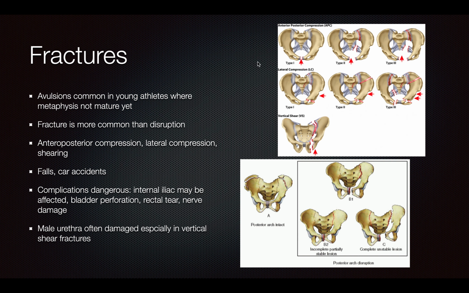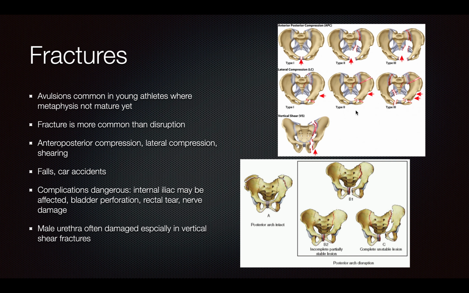So these are the different types. Here is the anterior posterior compression. Type 1 is where the pubic symphysis is torn. Type 2 is when it is torn and the posterior ligaments are torn and the pelvis is displaced. And then type 3 is where the pubic symphysis is torn, the sacrospinous ligaments are torn, and the sacroiliac ligaments are torn. This is the rarest because, remember what I said, these are the strongest ligaments of the body.